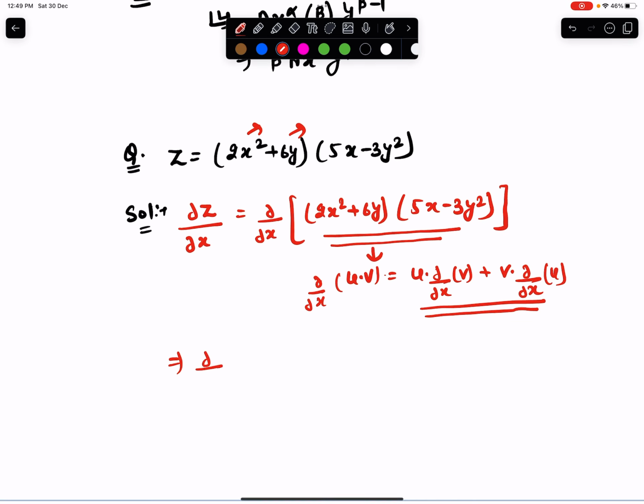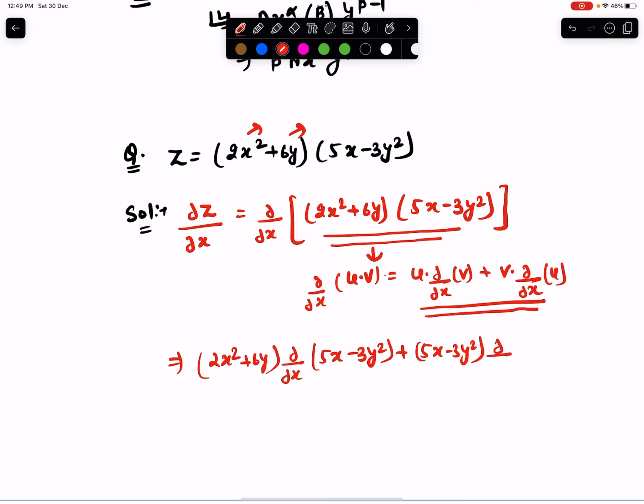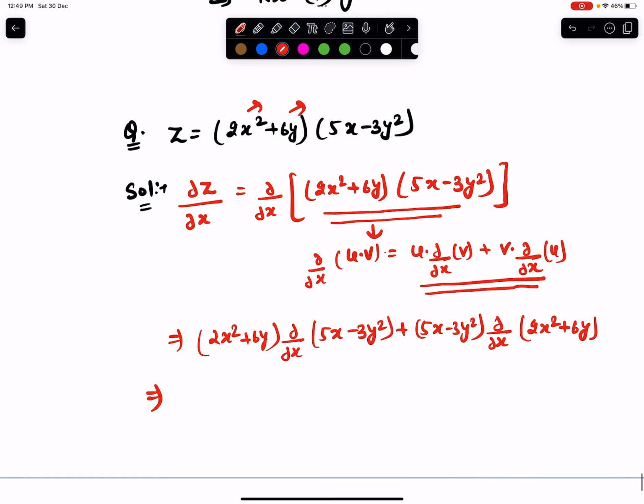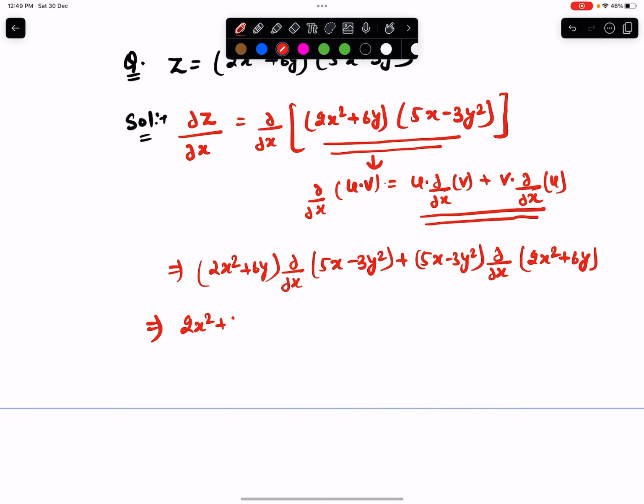This will be (2x² + 6y) into ∂/∂x of (5x − 3y²) plus (5x − 3y²) into ∂/∂x of (2x² + 6y). So this will become (2x² + 6y) into ∂/∂x of 5x minus 3y² into ∂/∂x of 1.